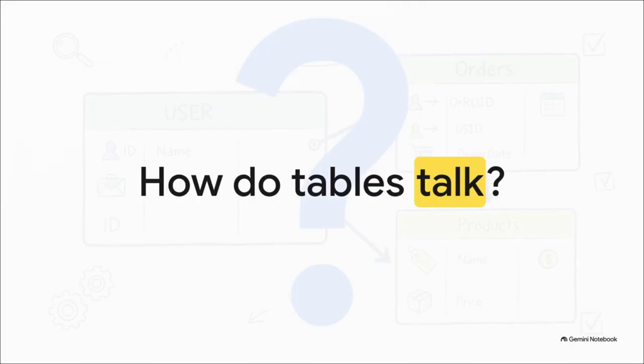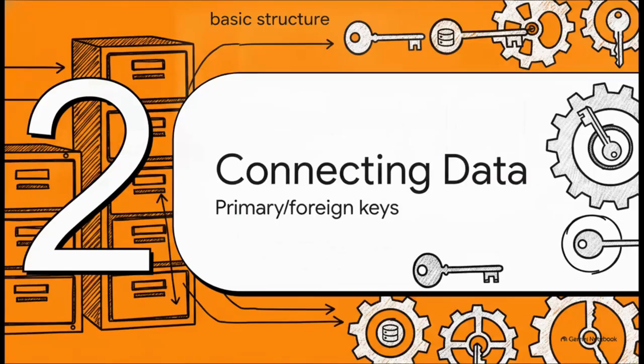Which naturally leads us to a pretty crucial question. How do these tables actually talk to each other? I mean, if we have a perfectly structured user table sitting over here and a perfectly structured orders table sitting over there, how on earth does the system know which user placed which specific order? Well, that brings us to section 2 of our syllabus, connecting data with keys.